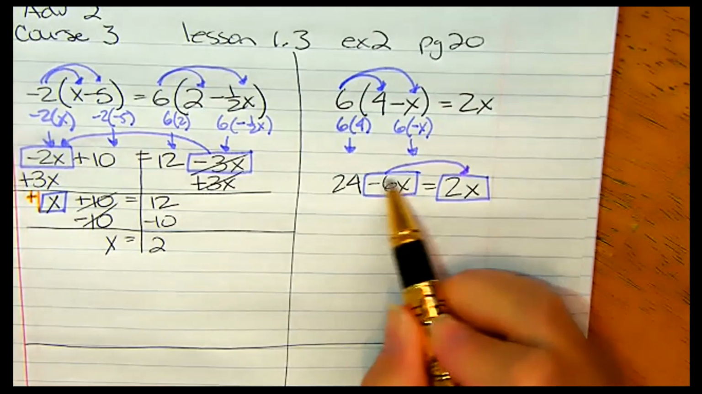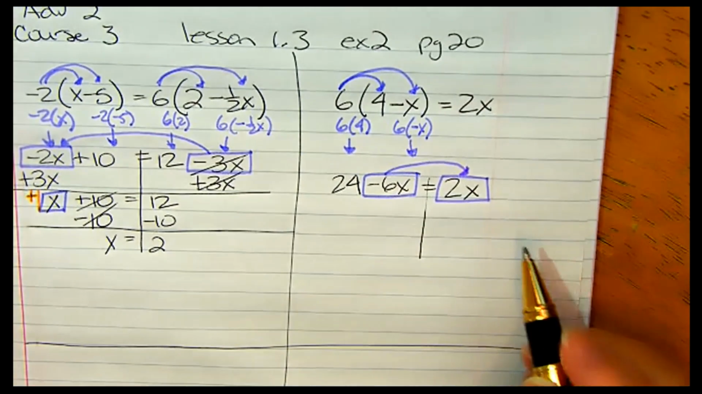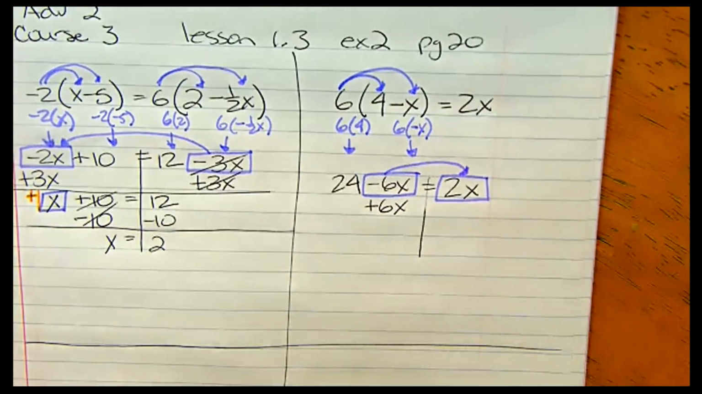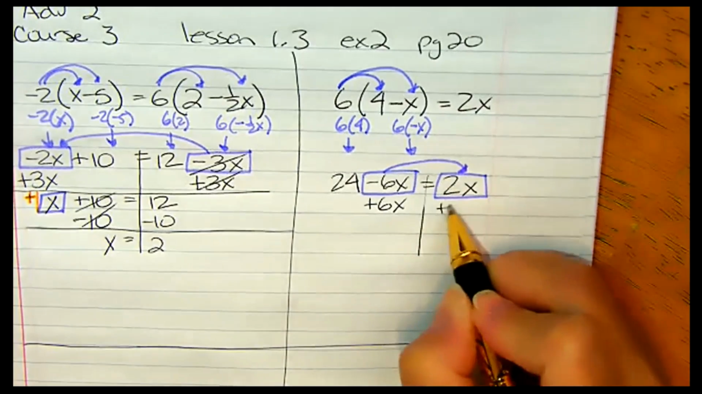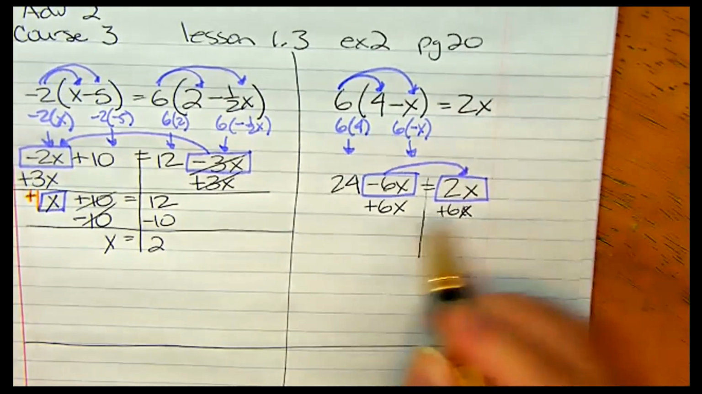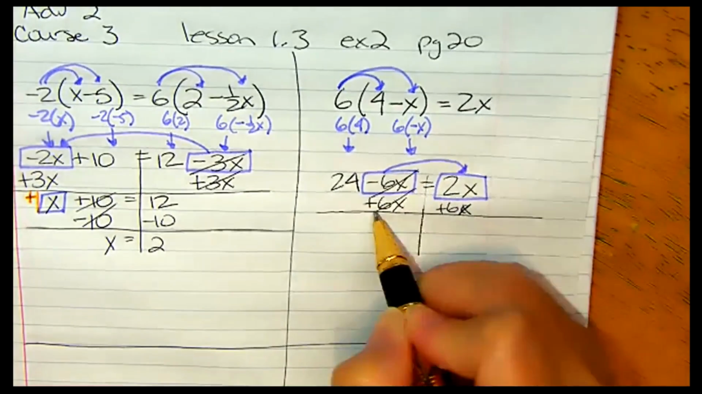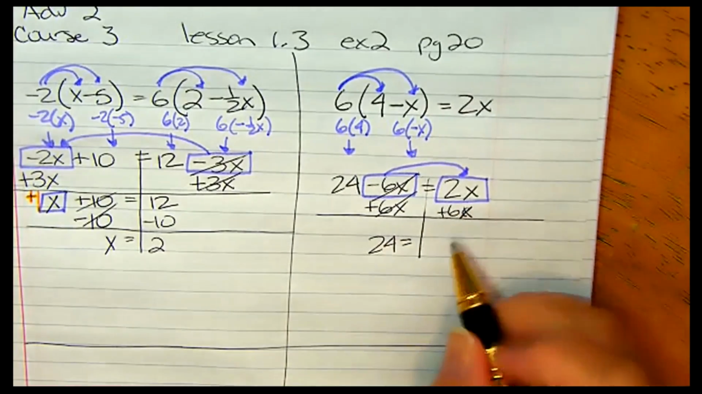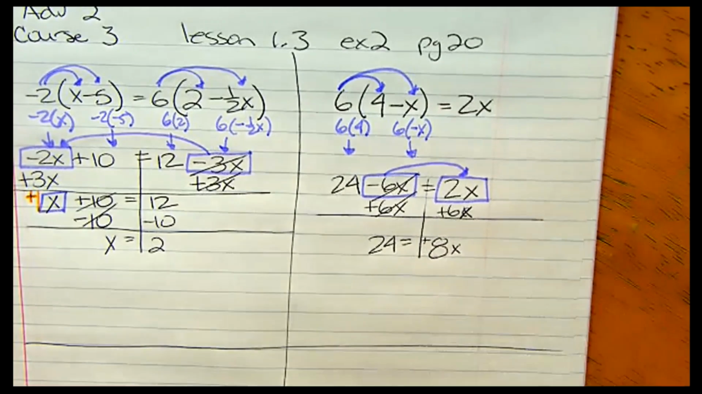So I need to get rid of or undo this negative 6x. So I'm going to use inverse operations, positive 6x. What I do to one side, I must do to the other. So these guys cancel and I'm left with 24 equals a positive and a positive. I'm going to add them together and keep the sign.